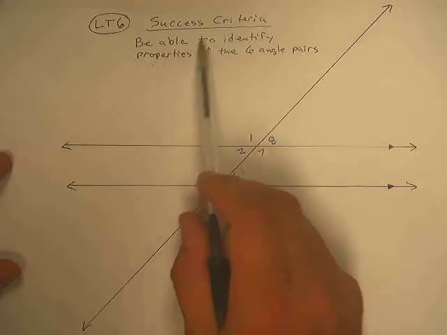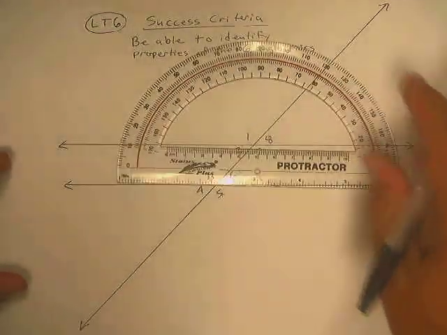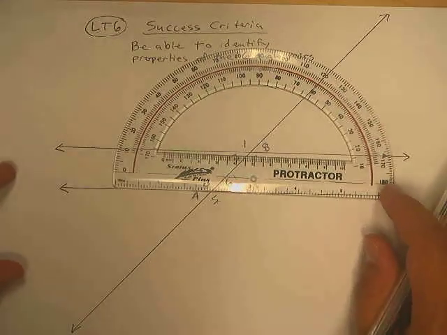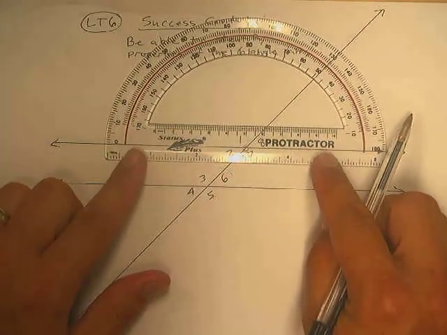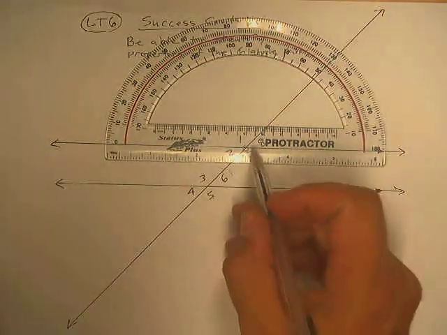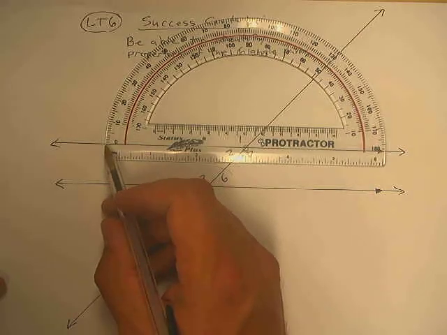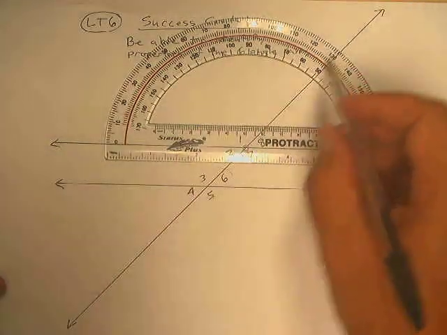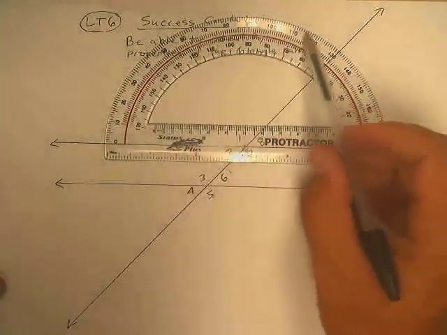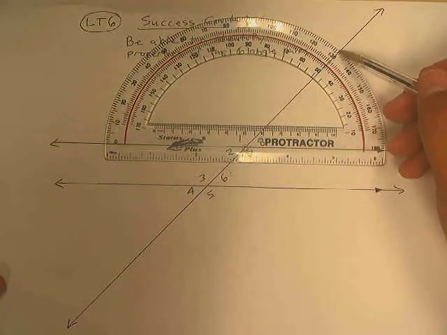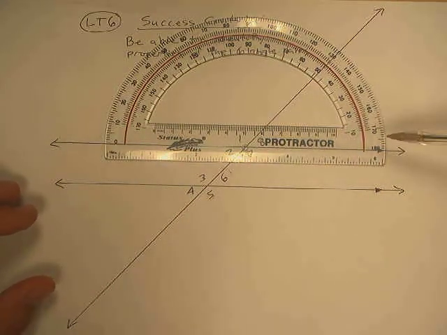So what we want to do today, again with our success criteria, is be able to identify properties of the 6 angle pairs. All right, so first I'm going to have to get out my protractor, and we're going to do some measuring and find out the properties here. So I'm going to go through and measure the angles. Remember, first I put the center of my protractor here, line this line up with this parallel line, and I want to go around to my transversal. And I go up around 10, 20, 30, 40, all the way to, it looks like it's at about 131 degrees. Okay?